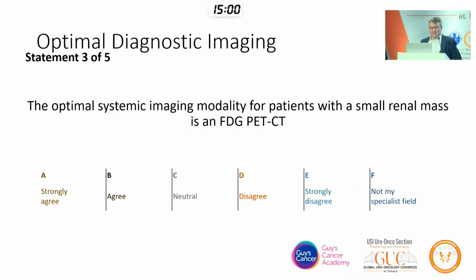Okay. So statement 3, the optimal systemic imaging modality for patients with a small renal mass is an FDG PET.